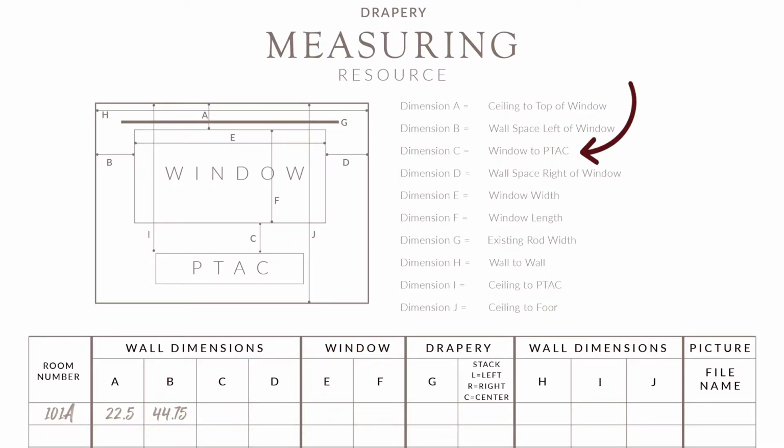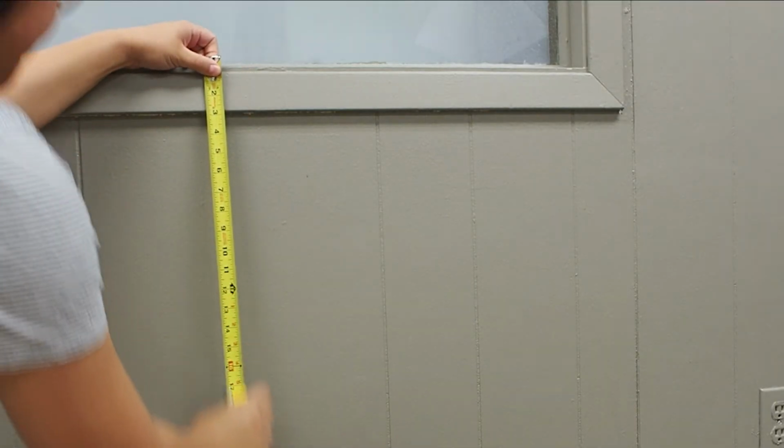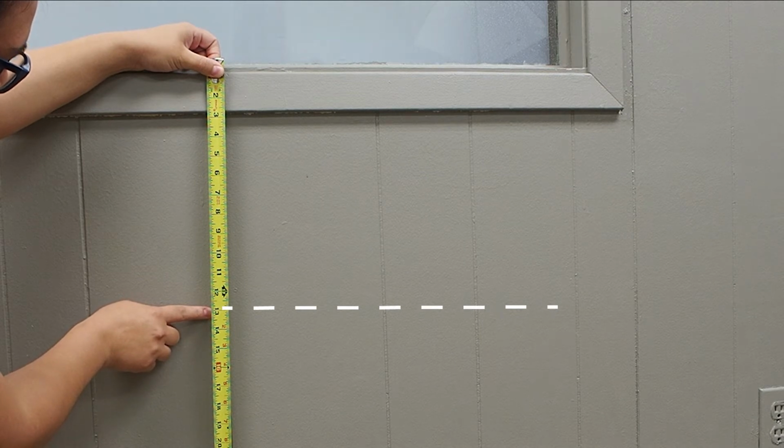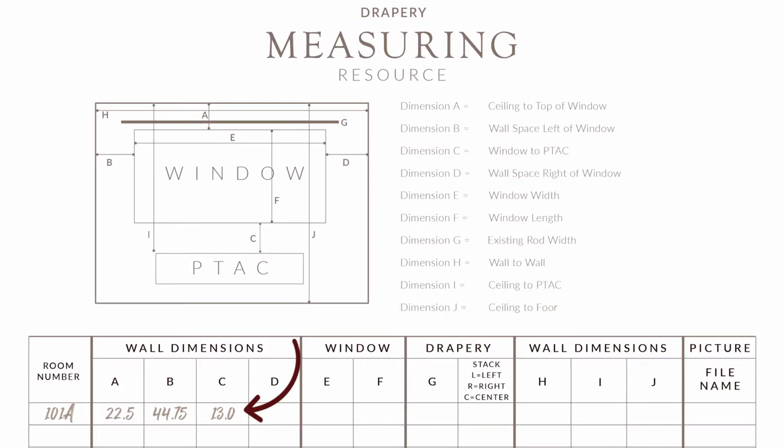For the window to P-tack measure, you'll start at the windowsill and stop at the top of the P-tack. In our window, we don't have a P-tack, but if we did, let's imagine the top of the P-tack is about 13 inches below the windowsill.